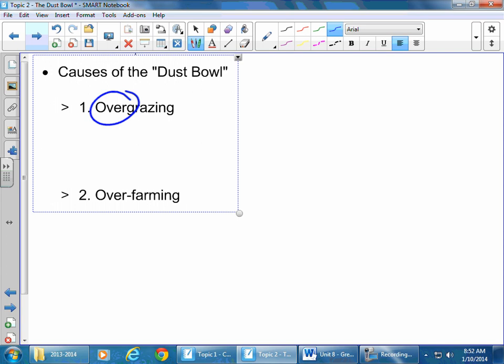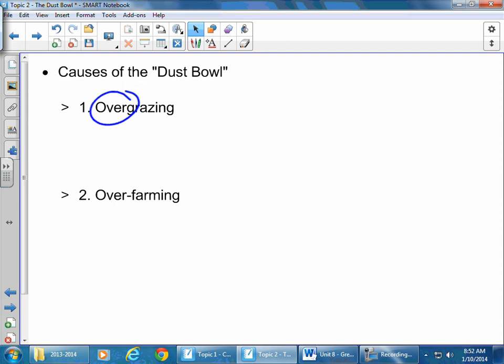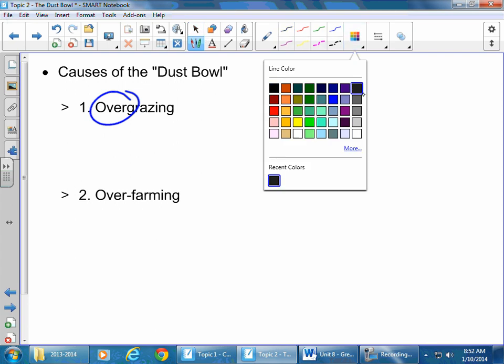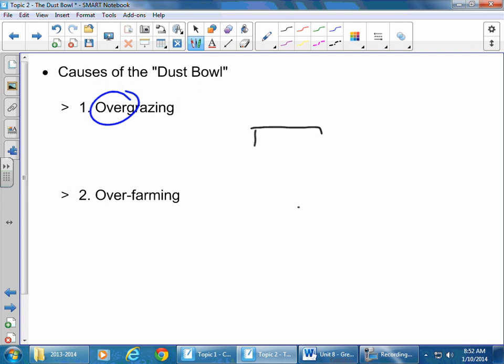Grazing would be cattle ranchers, sheep herders, things like that. Even if you had a horse farm. The idea here, and I'm going to put my art skills on display, is let's say that this is a brown color. That is black, it's not brown, but that's okay. That is the soil. And out in the Great Plains, that's really good soil for growing lots of healthy crops.